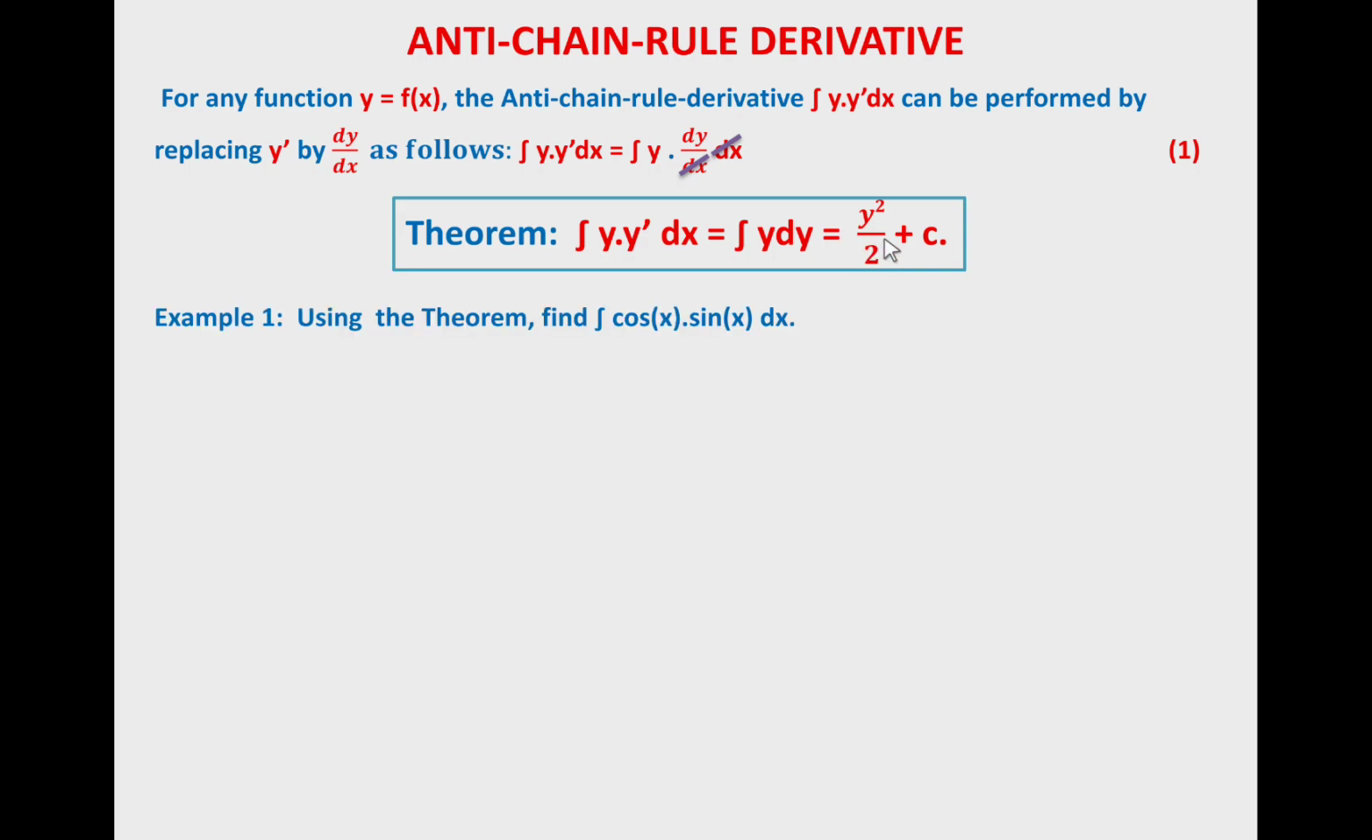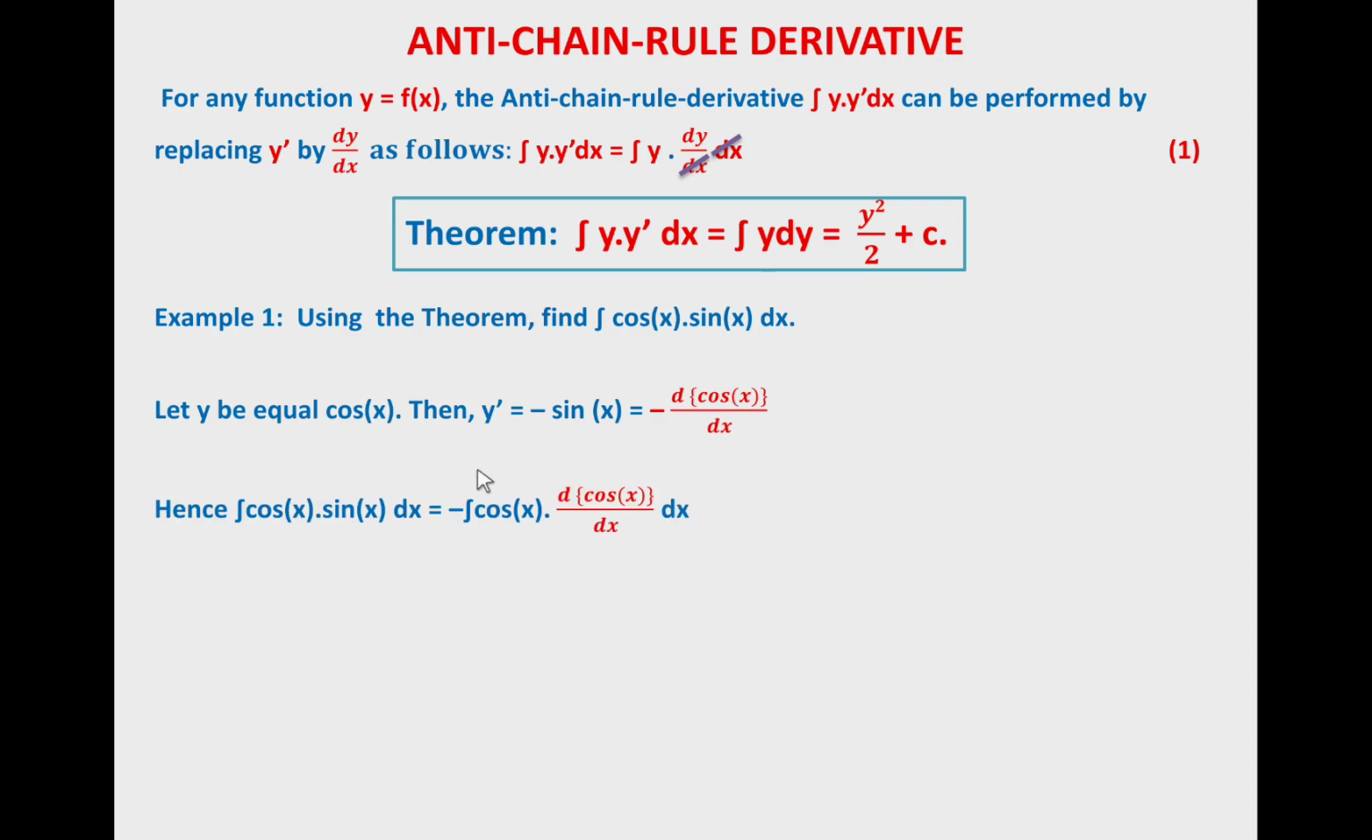And let's go ahead and take an example. So our example, we said use the theorem to find integration of cosine x sine x dx. So we know that cosine x and sine x are related because sine x is a derivative of cosine x, so we can apply this theorem. So we'll let y be equal to cosine x, and that will lead us to y prime equal to negative sine x. And negative sine x is equal to negative the derivative of cosine x.